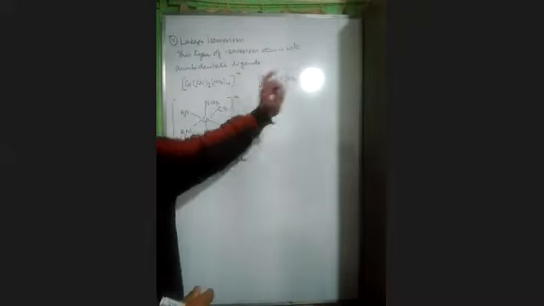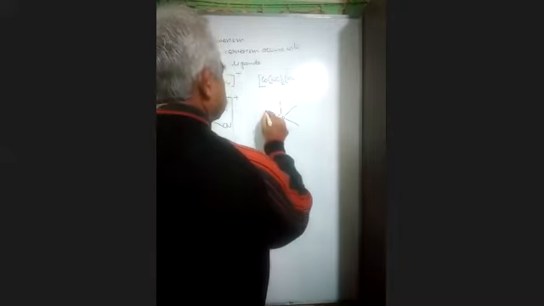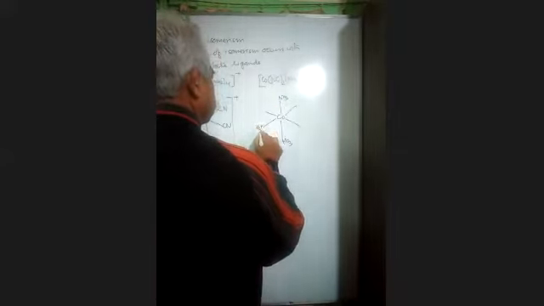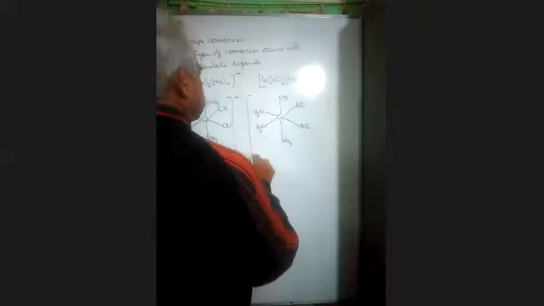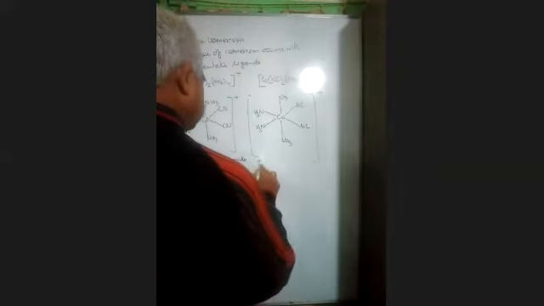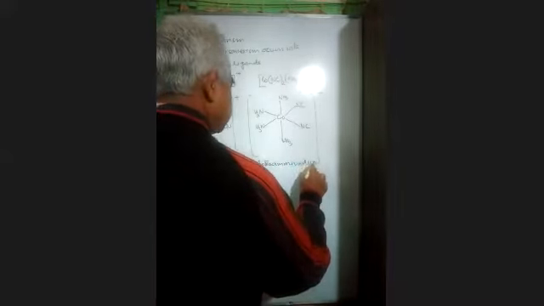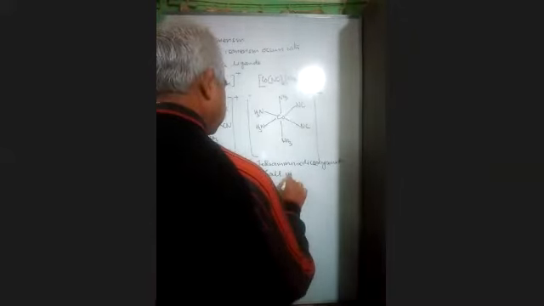See here, alphabetically, now both are nitrogen, but this is C and this is H, so this will come before this. So in this case, see the structure. See, here the isomers. So it will be diisocyanido cobalt(III).